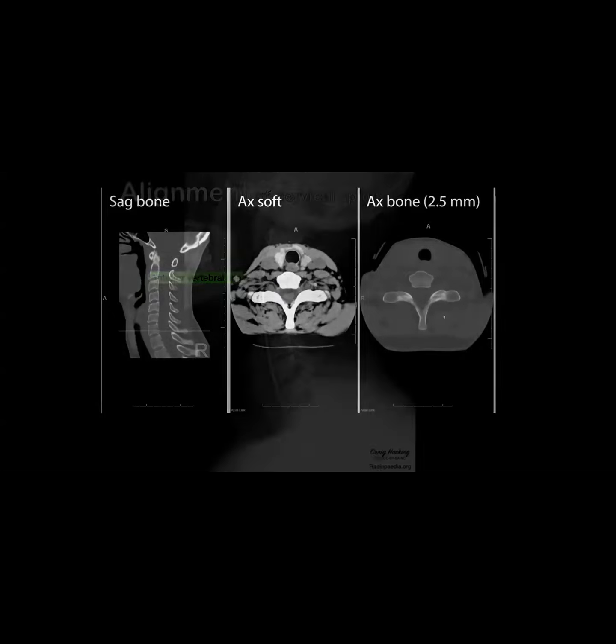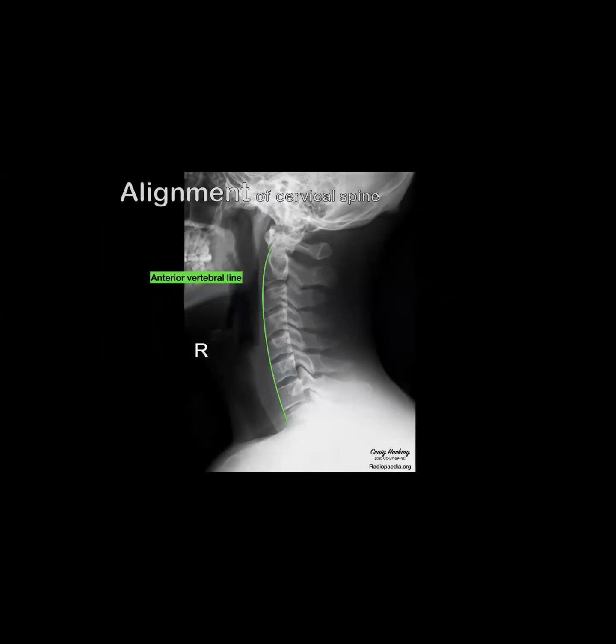Alignment of the cervical spine: we have 4 lines. The anterior one is the anterior vertebral line along the anterior aspect of the vertebral bodies. The posterior vertebral line runs along the posterior aspect of the vertebral bodies. The spinolaminar line is between the junction of the laminae and spinous processes. The posterior spinous line connects the tips of the spinous processes.